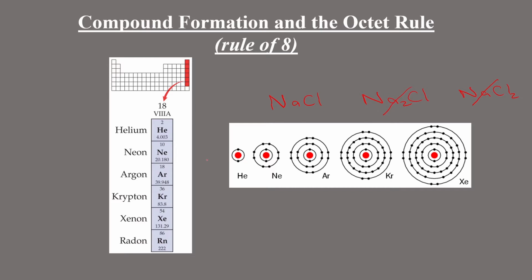The rule that helps us understand this composition is called the octet rule, or rule of 8. This rule came from the observation of the unique nature of elements in group 8A. Elements in group 8A are called noble gases. Noble gases are the least reactive of all known elements and are exceptionally stable. All of these elements in group 8A have 8 electrons in their valence, or outermost, shell.